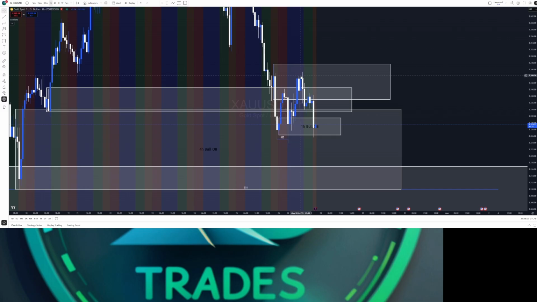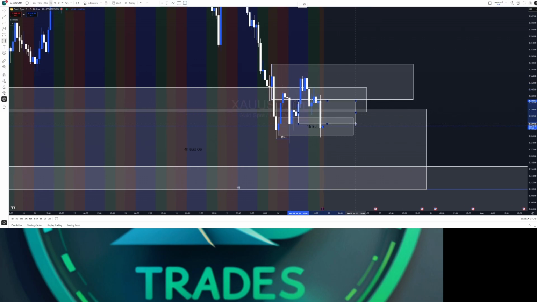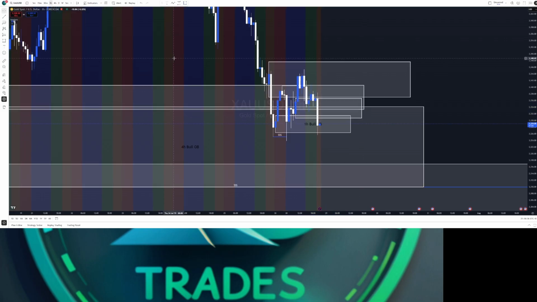Alright, and of course it did a double sweep here, right here also, which presented itself as a change of character. Okay, and also after the change of character it did a double sweep, then price came down to the extreme order block that got created. So after this sweep, the extreme order block got created, which you can see is this 1 hour bullish order block.